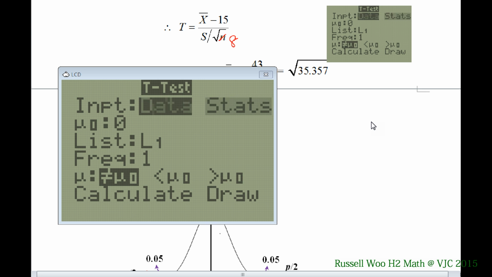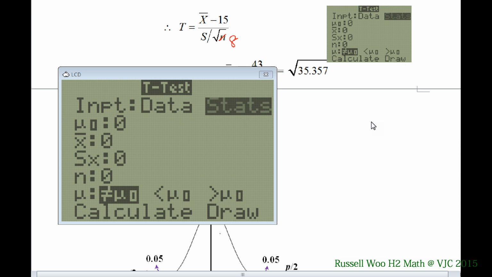Now, we are going to use stat here. Must be very clear. The mu naught here is you're going to test whether the talk time is 15 or not 15. You enter 15. X bar was your sample mean. Your sample mean you found out to be 43 over 4, divide by 4. All right, this was your sample mean. Sx is your unbiased estimate.